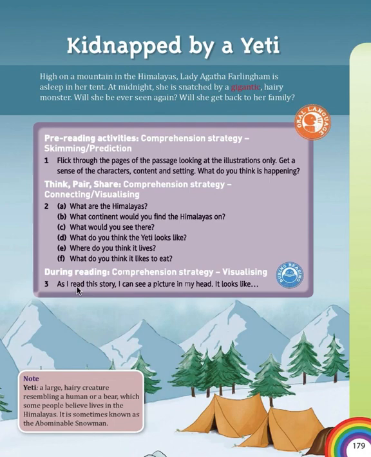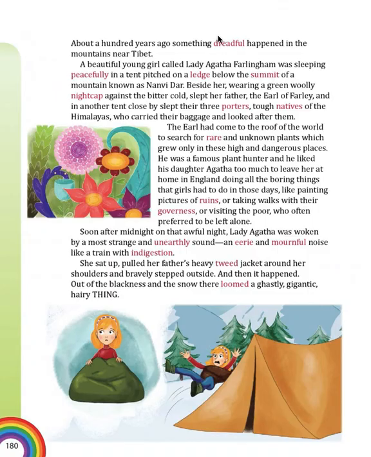And as you're reading, I want you to picture in your head what the Yeti looks like. Going through the red words, which are the new words, the character here is Lady Agatha Farlingham. You've got gigantic, which is another word for huge, titanic, monstrous, ginormous. They're all words for big. Dreadful, so really not nice. Peacefully, so very calmly doing something. Ledge, like your window ledge, the kind of bit that juts out under the window. Summit being the top of a mountain.